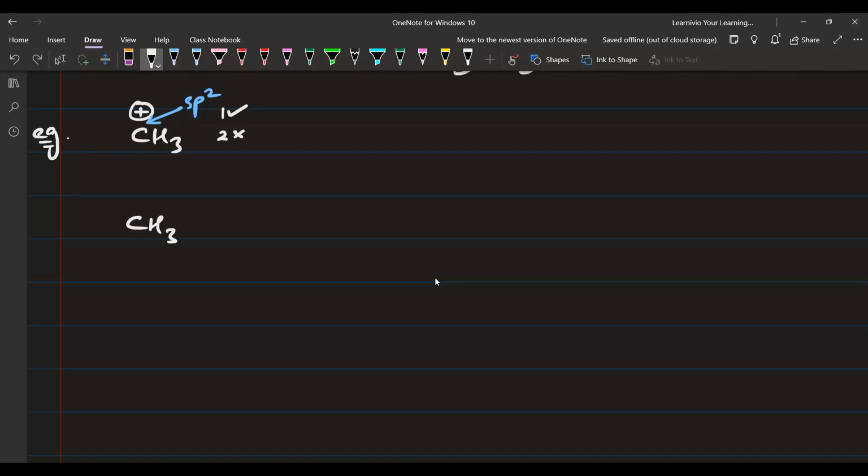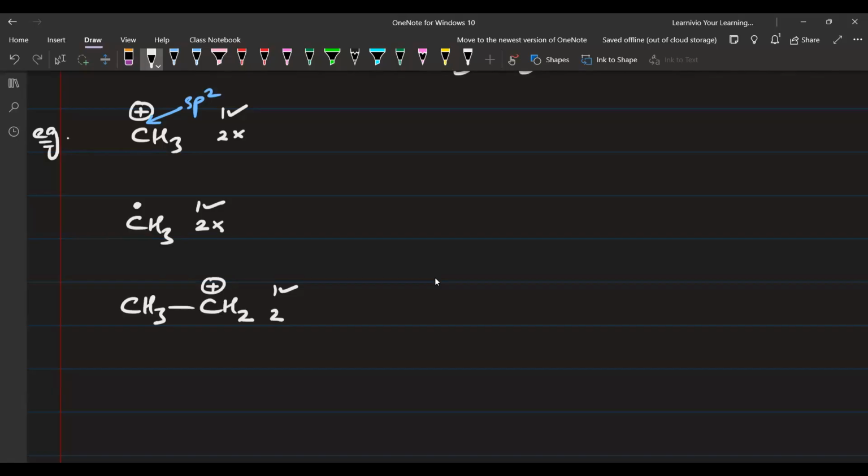Similarly, if I say CH3 radical, the first condition is satisfied, but the second condition it is not satisfying, right? Then if I have CH3 single bond CH2 positive, the first condition is satisfied, yes or no? What about the second condition? Is it satisfied?